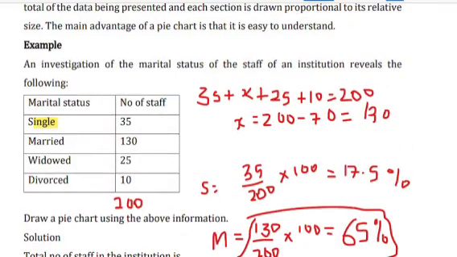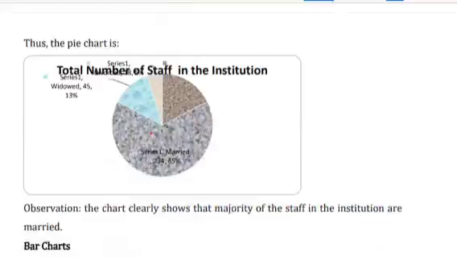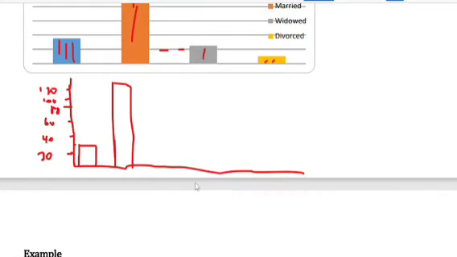Okay, I have 25 and 10. So the next one is 25. This is 25, which should be a little bit above 20, so I'll draw it up like this. And the last one is 10, which is half of 20. So this is how to draw a simple bar chart.